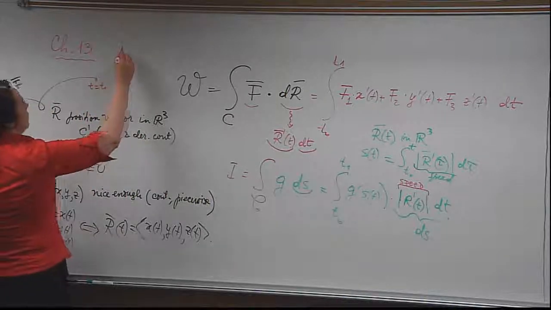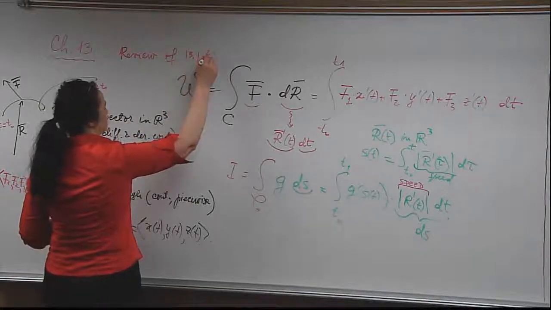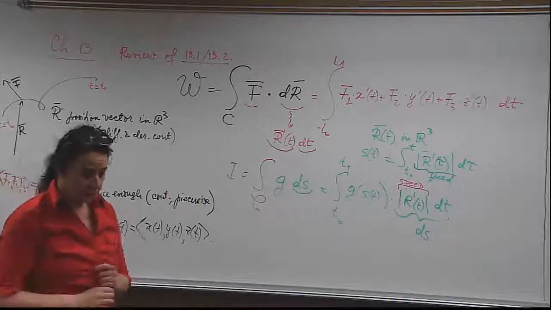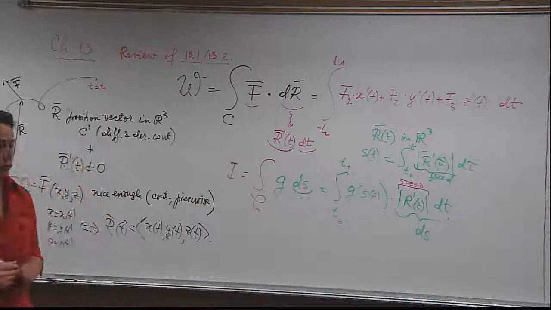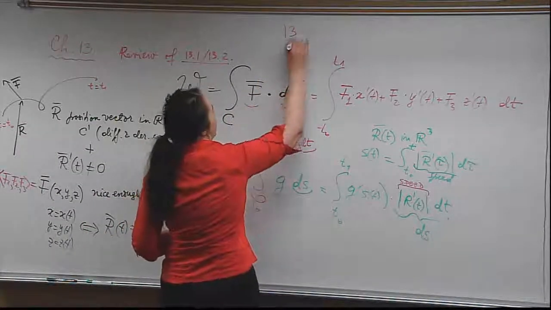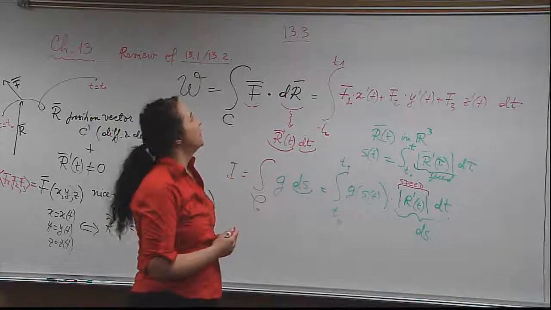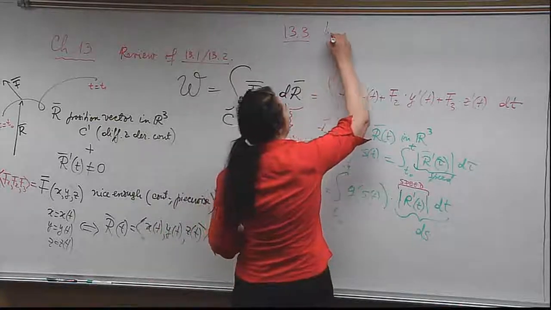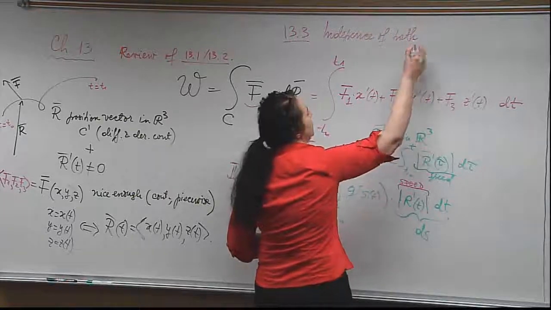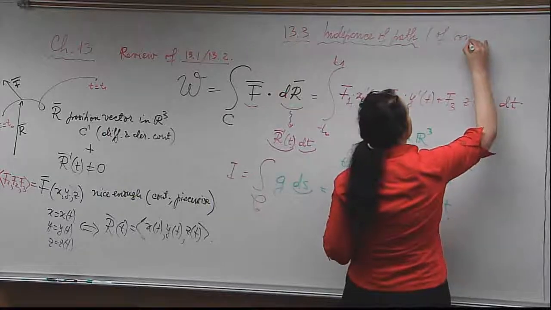So that was reviewing 13.1 and 13.2. There were some things in 13.3 that I pointed out to you are important. 13.3 was independence of path. Let it write magic, no. Magic section, no. It has to be serious. So let's do independence of path of certain types of integrals, of some integrals.